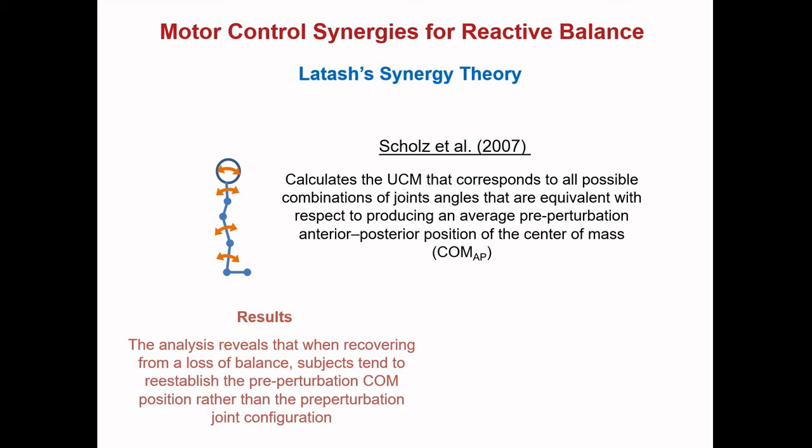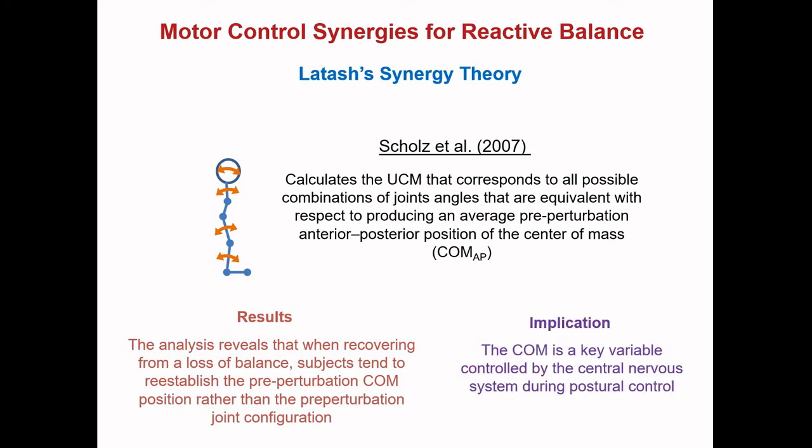The analysis that Schultz performed revealed that when a person is recovering from a loss of balance, that person tended to re-establish the pre-perturbation center of mass position rather than the pre-perturbation joint configuration. In other words, Schultz demonstrated that there is adaptive covariation of the joints with respect to the task of controlling the center of mass. A simple but theoretically important implication of these findings is that what we have here is a direct demonstration of the fact that the center of mass is a key performance variable that's being controlled by the central nervous system during postural control.